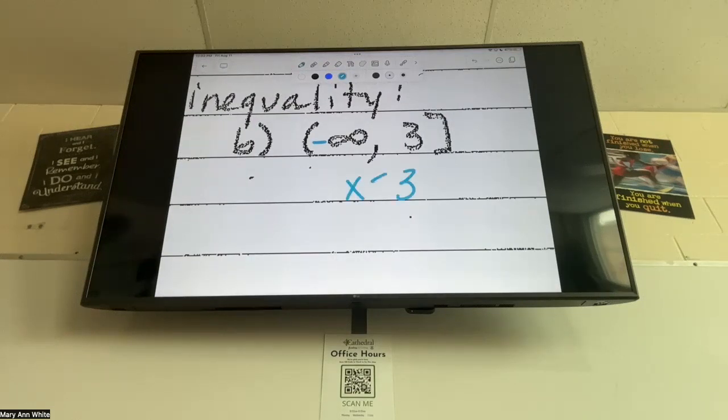Less than or equal to, good. So we just say x is less than or equal to 3. I generally like x first. If you write the number first and x second, it doesn't matter, but in this case, it would be like 3 is greater than or equal to x.